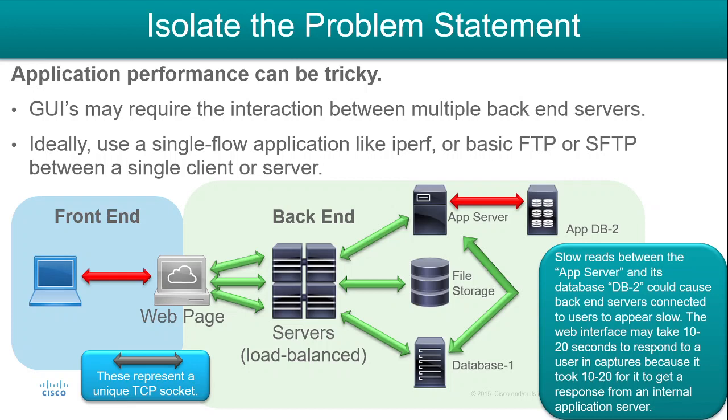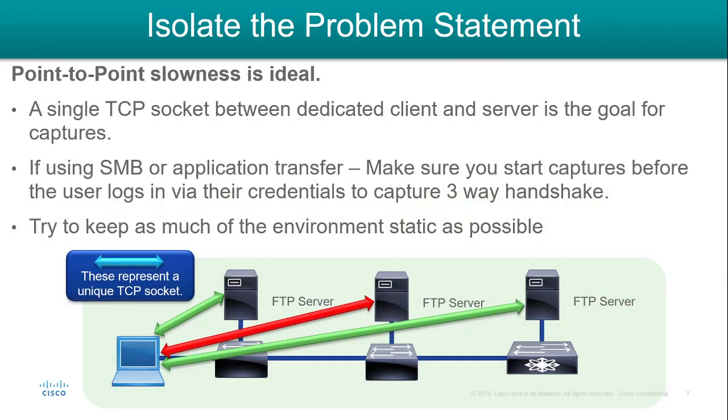That means whenever we're dealing with something like this, where the customer talks about multiple back-end servers, we may need to work with them in order to identify a single flow or a single TCP socket which is demonstrating the substandard performance. And that's where, for us, we always want to try and focus on point-to-point slowness. That's going to be our ideal scenario. Something where there's a single TCP socket going between a client and a dedicated server, and there's nothing else that has the potential to hold that up.